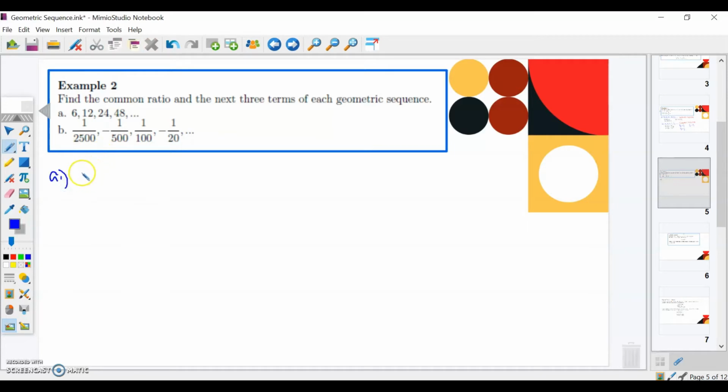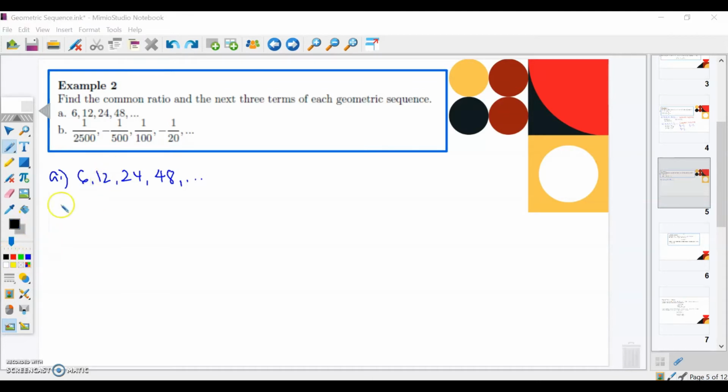In letter A, we are given the geometric sequence 6, 12, 24, 48, and so on. The first thing that we need to do is find the common ratio of this geometric sequence. And how are we going to do that? Again, we divide two consecutive terms of this geometric sequence.